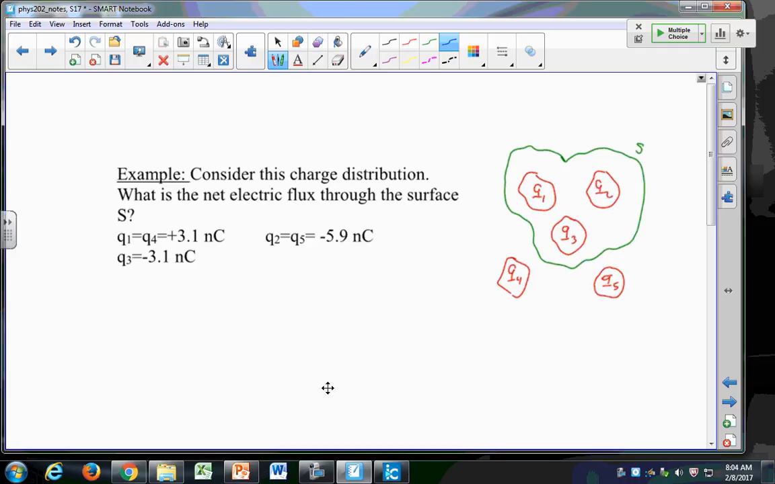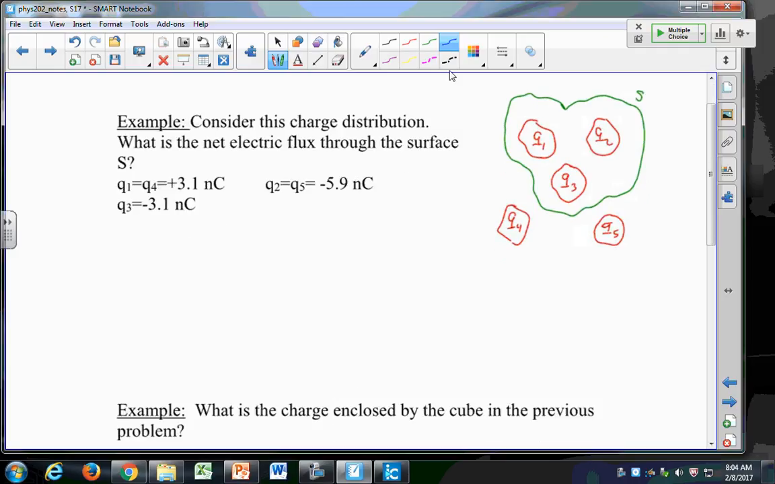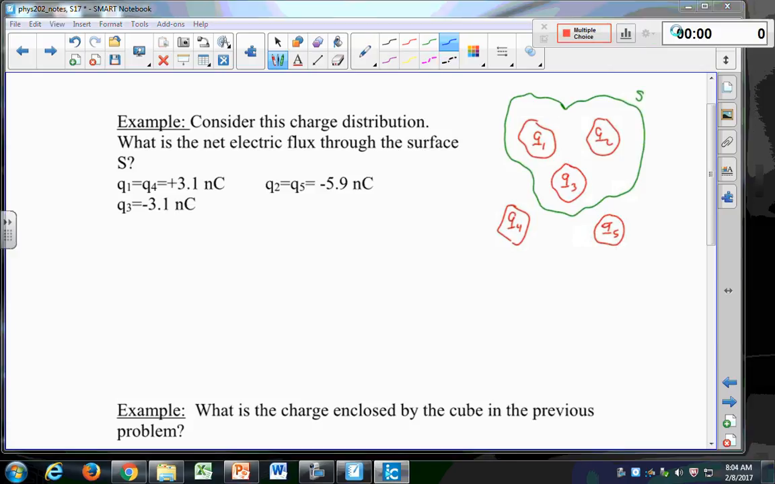All right, let's do an example. Consider this charge distribution. I give the charges there. What is the net electric flux through that surface, S? Oh, shoot, I'm sorry, that's not a clicker question. What is the net electric flux through the surface, S? I'll give you just a moment. You're applying Gauss's law here. I have five charges, surface around three of them. What is the net electric flux? Don't forget nano is 10 to the negative 9.